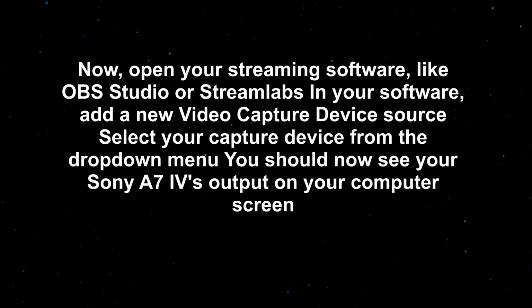Now, open your streaming software, like OBS Studio or Streamlabs. In your software, add a new video capture device and select your capture device from the drop-down menu. You should now see your Sony A7 IV's output on your computer screen.